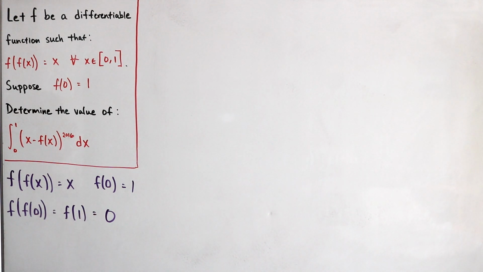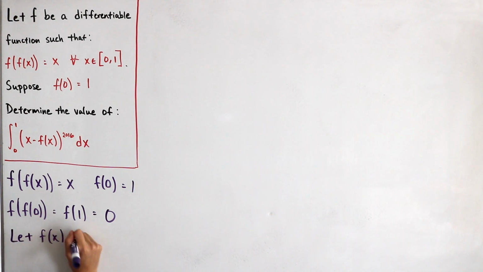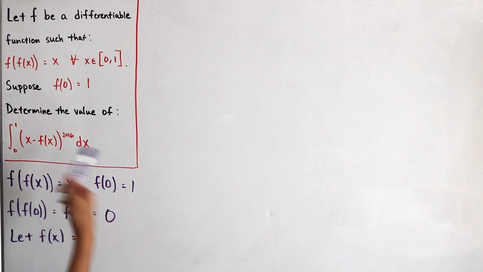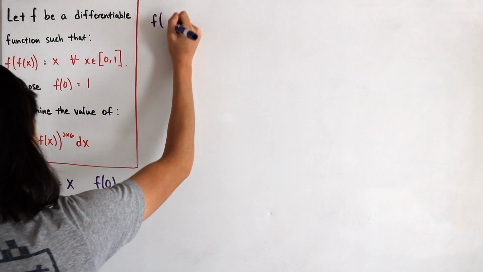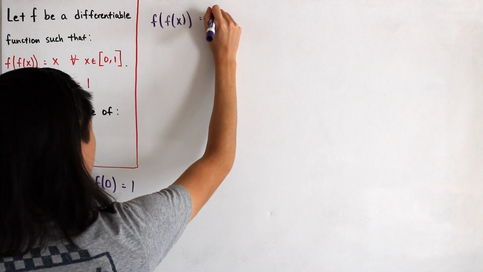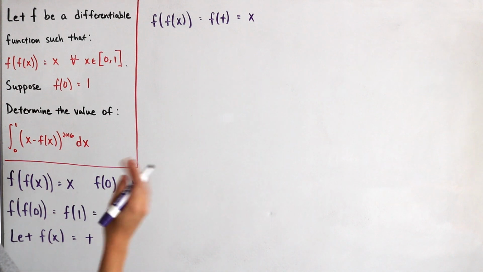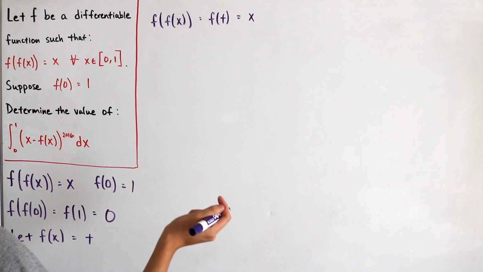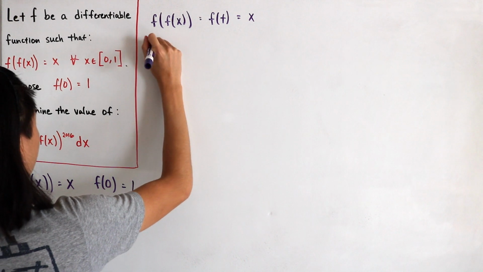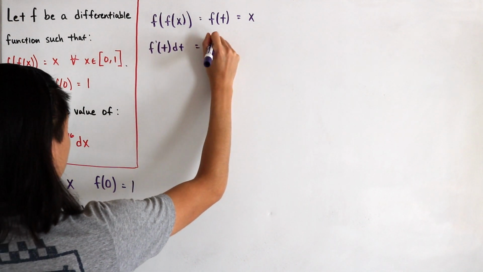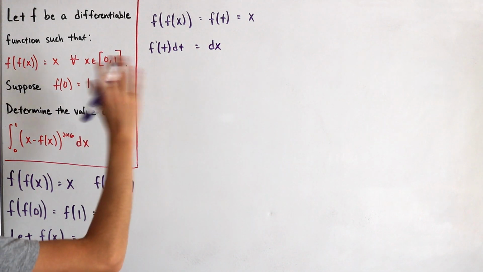So let's suppose we define some function in terms of f. We let f of x equal t. Then if we plug the composition back in, f of x would be equal to f of t, which is also equal to x. So I can do the u-substitution, but first we have to differentiate. We can say that f prime of t dt is equal to dx. Okay, so we have that.